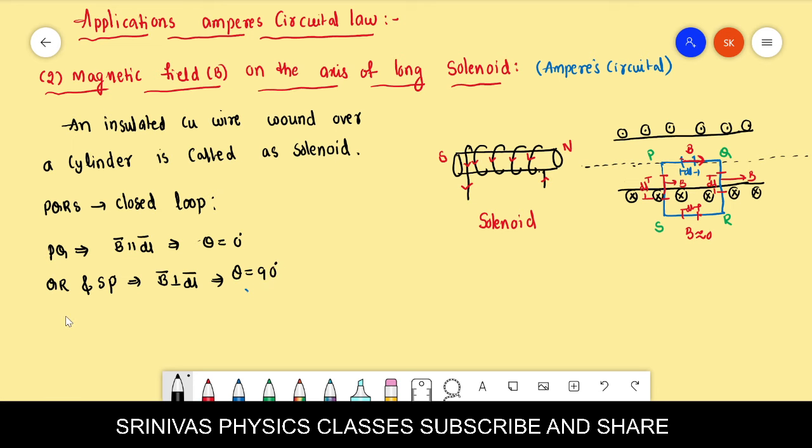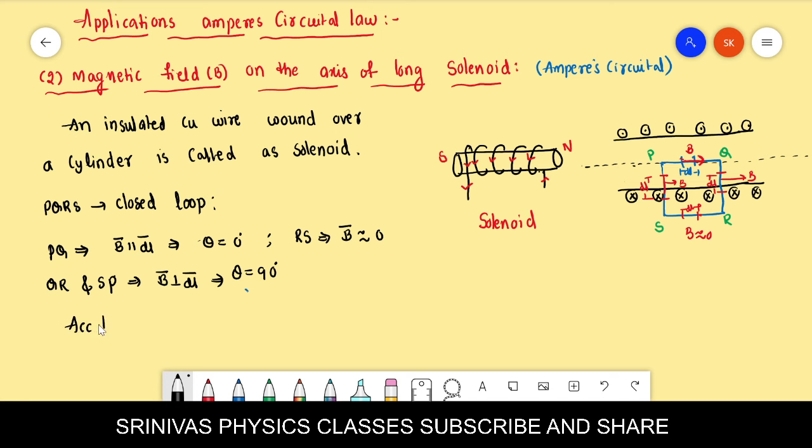PQ is completed, QR completed, SP completed. In that, RS is missing. Okay, RS we take it. We write here only. In case of the RS part, B bar is nearly 0, while outside the magnetic field is neglected compared with the inside. Okay, right. Now here we write the Ampere circuital law.